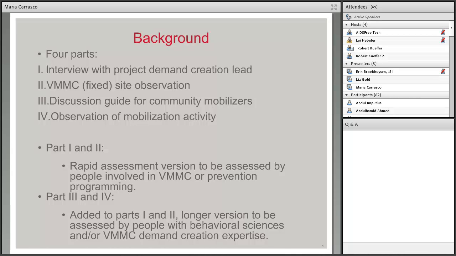Parts 1 and 2 are actually a rapid assessment that could be used by people involved in VMMC or prevention programming in general. And then Part 3 and 4, if added to Part 1 and 2, provide a longer and more in-depth view of VMMC demand creation efforts. And Part 3 and 4 could be used again by folks involved in VMMC in general, but we recommend that people that have a specialized knowledge of behavioral sciences or are experts in VMMC demand creation are the ones using those 2 tools.